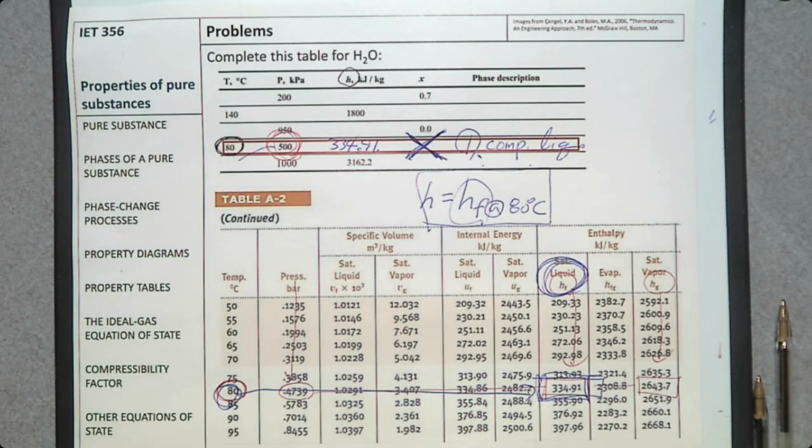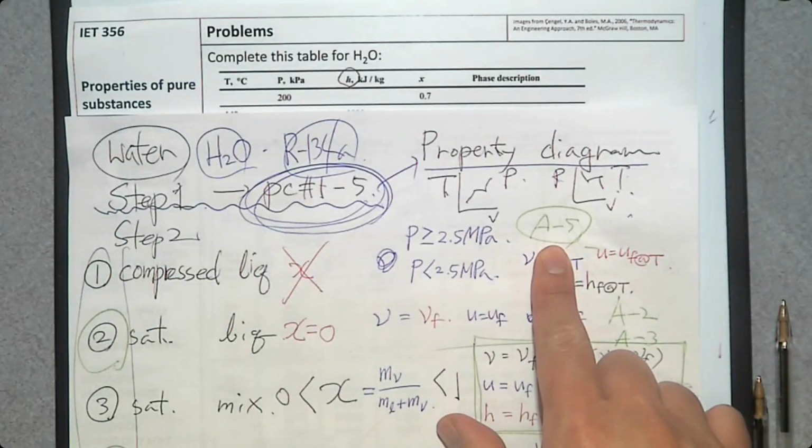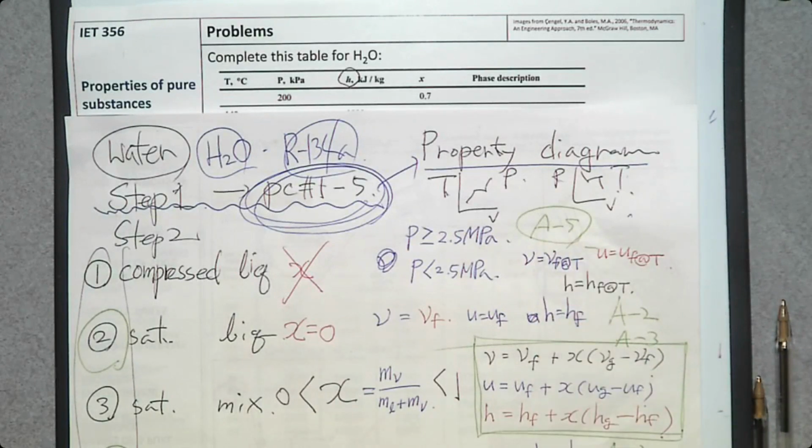If you know the pressure is greater than 2.5 megapascal, then you go to table A5. There's a table for compressed liquid. The reason why we use this table is because when pressure is greater than 2.5 megapascal, the properties of compressed liquid are different from the properties of saturated liquid. So when pressure is high, yes, the high pressure affects the properties of compressed liquid, but when pressure is low, we assume that there is no effect from pressure. So we assume that they are the same. That's how we evaluate the property of compressed liquid.